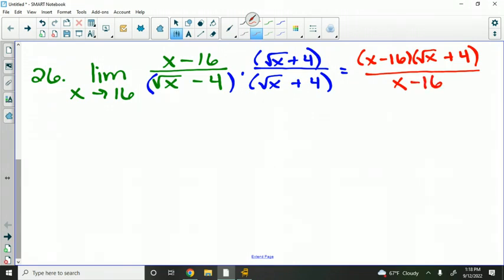Do we see something we can cancel out? No, that's our whole purpose. Once we get those canceled out, then we have the square root of x plus 4. Now we can do direct substitution and get 8. So ultimately, all of these things, you're getting where you cancel out in there. It's just how we get there that changes. Okay, let's try another one of these.